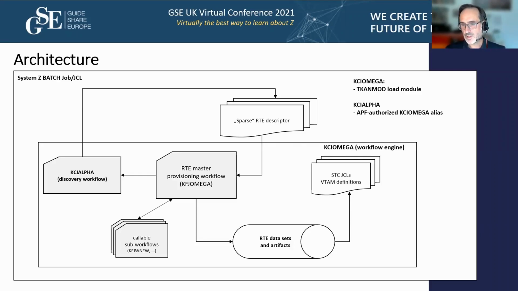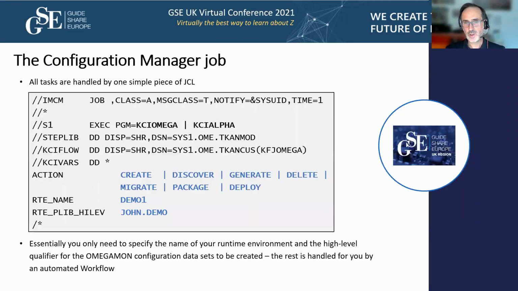As I mentioned, all of this is driven by a single batch job. On this slide, we see the net of this batch job. We provide this job as part of a sample. So in the TCAN SAM library, you have a member called KFJ-JMCM, which is a skeleton of this job. Walking through this job, besides the usual exec and steplib statements, the KCI flow DD points you to the main workflow called KFJ Omega. And this workflow ingests the input from KCI vars DD.